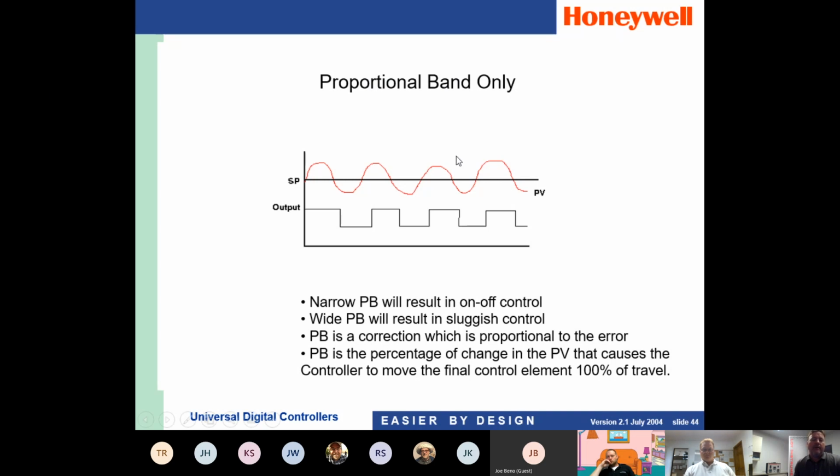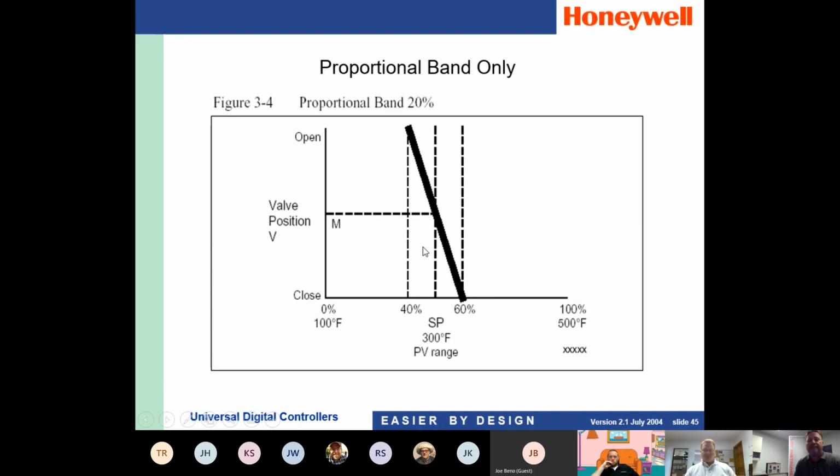Proportional band only. If we were to control with proportional band only, on the left hand side we have our process variable with our set point. The red line here is our process variable, and right below that is how the output is changing up and down in order to control our process variable. If we had proportional band alone, in most cases it would probably look like this, where you get a little bit of a cycle up and below the set point that you're trying to control at.